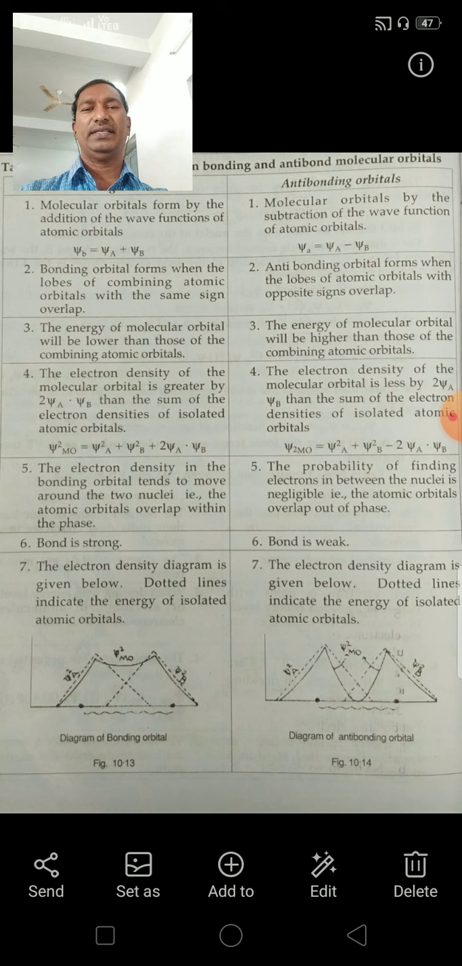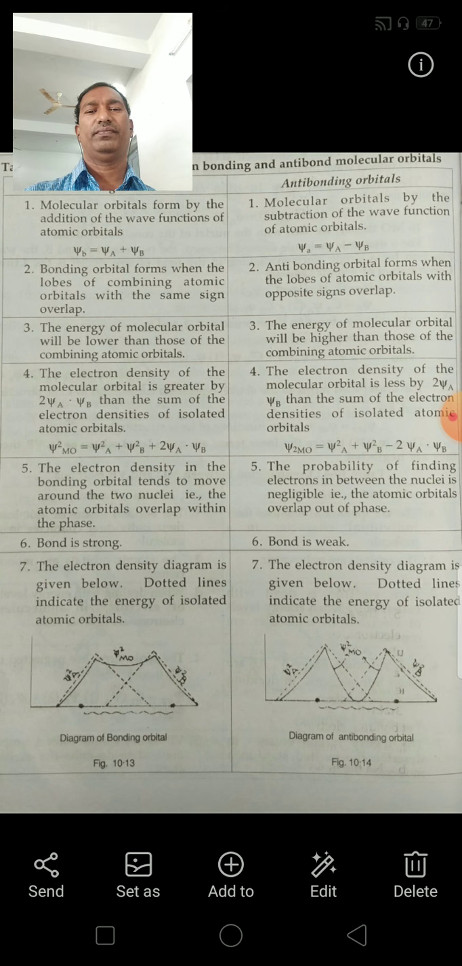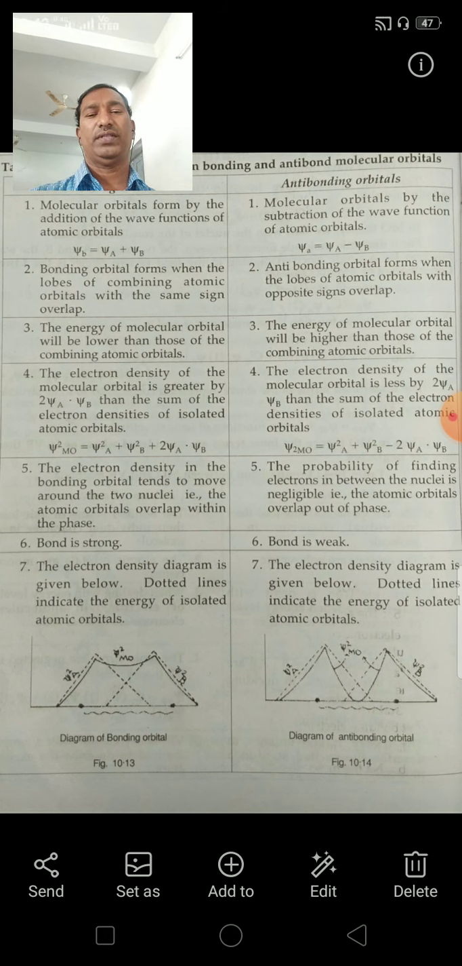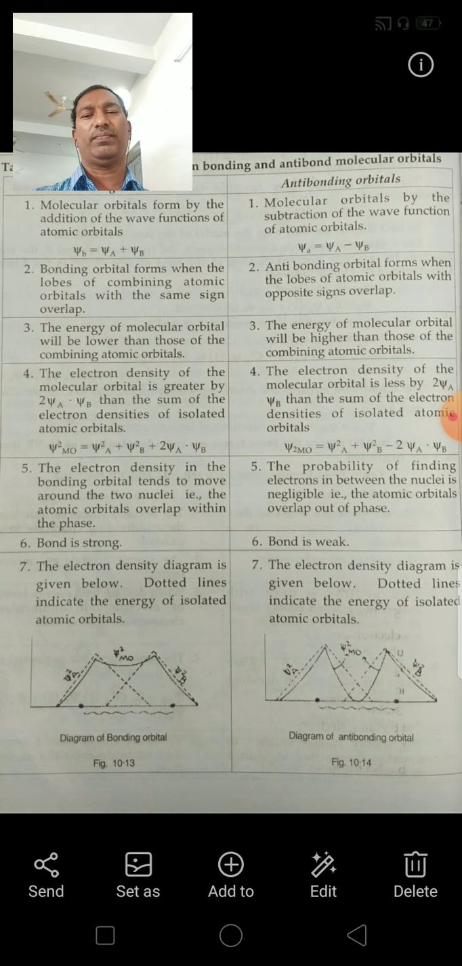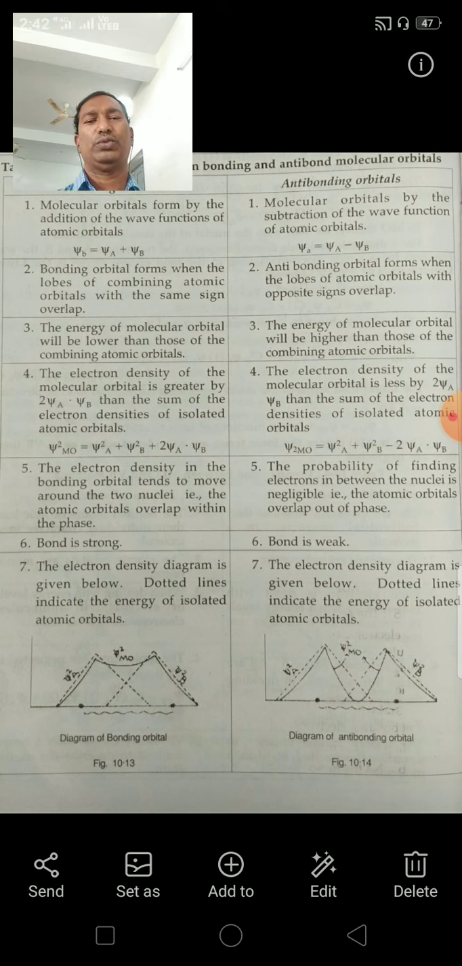Next, in the case of an antibonding orbital, the electron density of the molecular orbital is less by 2 psi A psi B than the sum of the electron densities of isolated atomic orbitals. Therefore, psi AMO, antibonding molecular orbital, squared is equal to psi A squared plus psi B squared minus 2 psi A psi B.